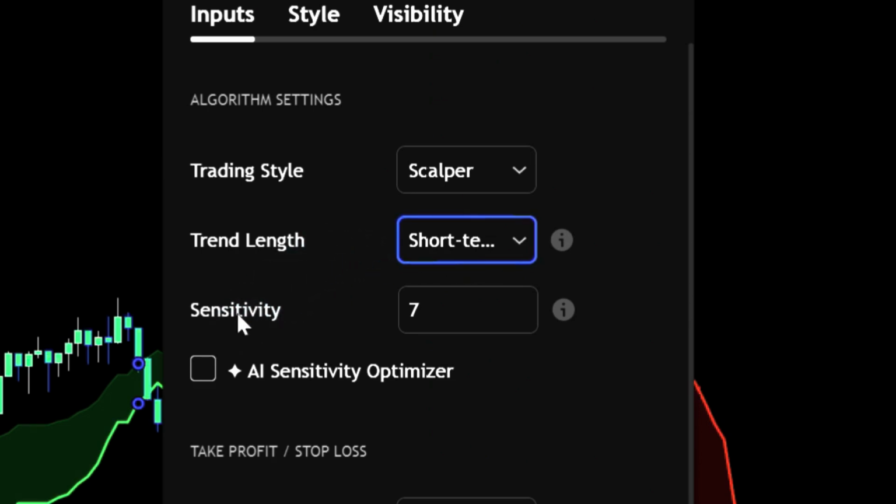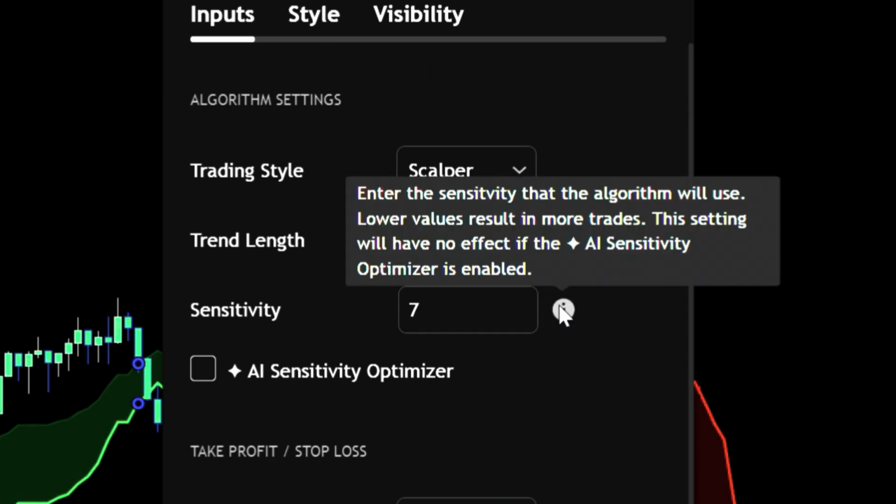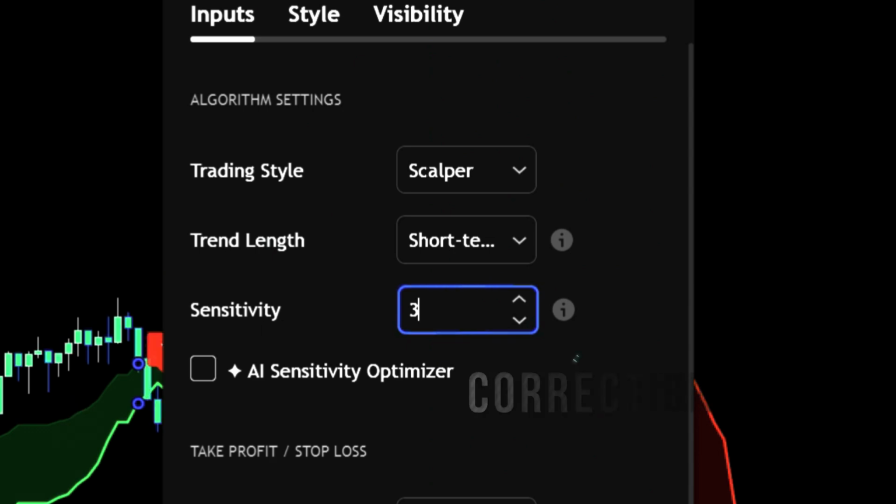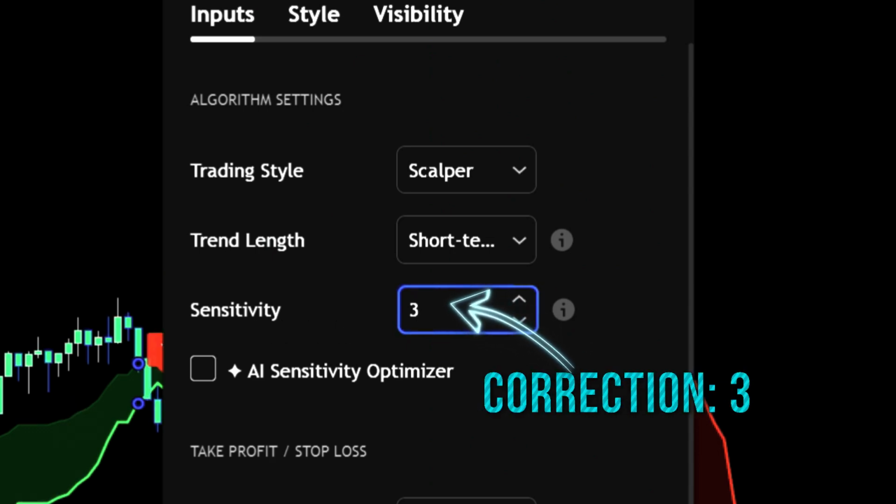Then we've got sensitivity, and this is where it gets cool. There's an AI sensitivity option. If you turn that on, the tool picks the best sensitivity number for you, so you don't have to mess with it. But I'm keeping it manual and setting it to 2 with the AI off just to show you how it works.